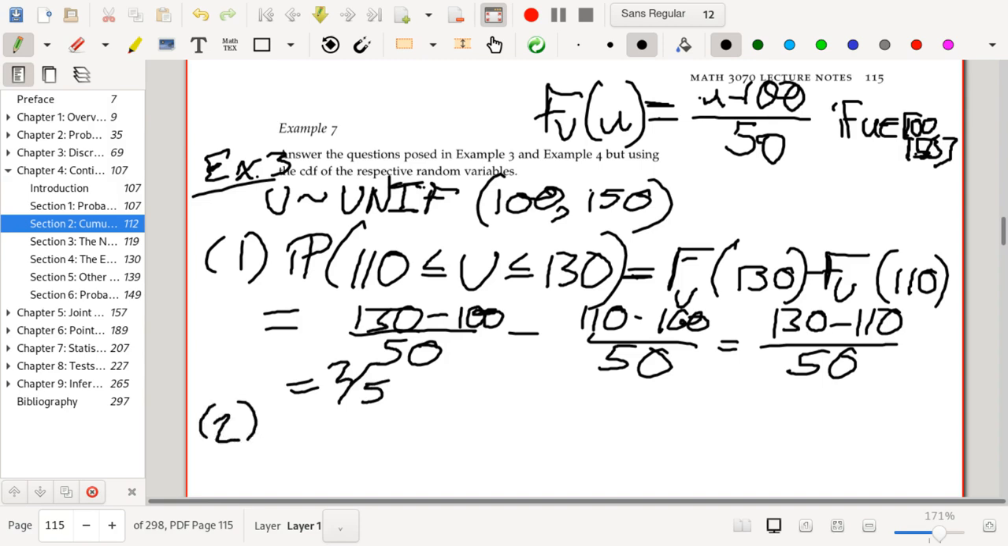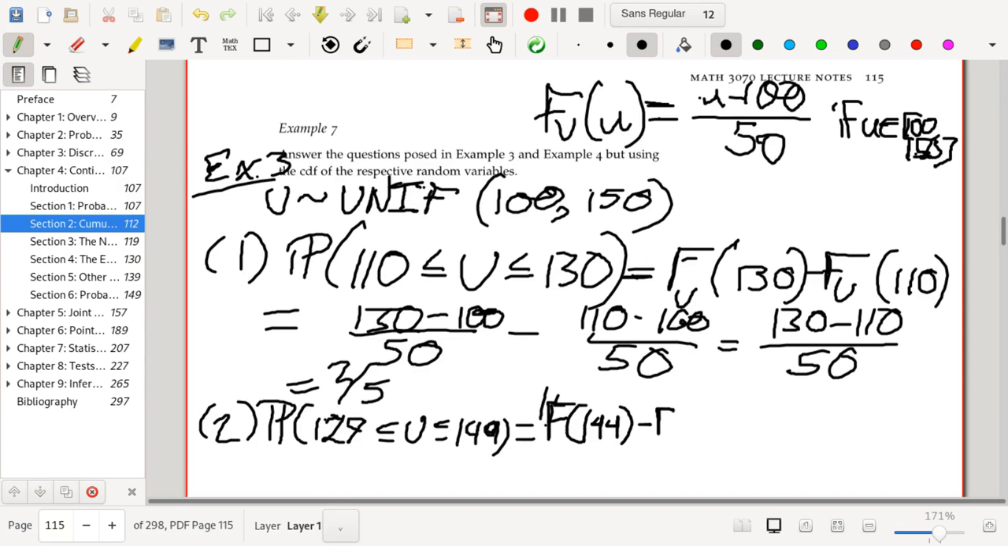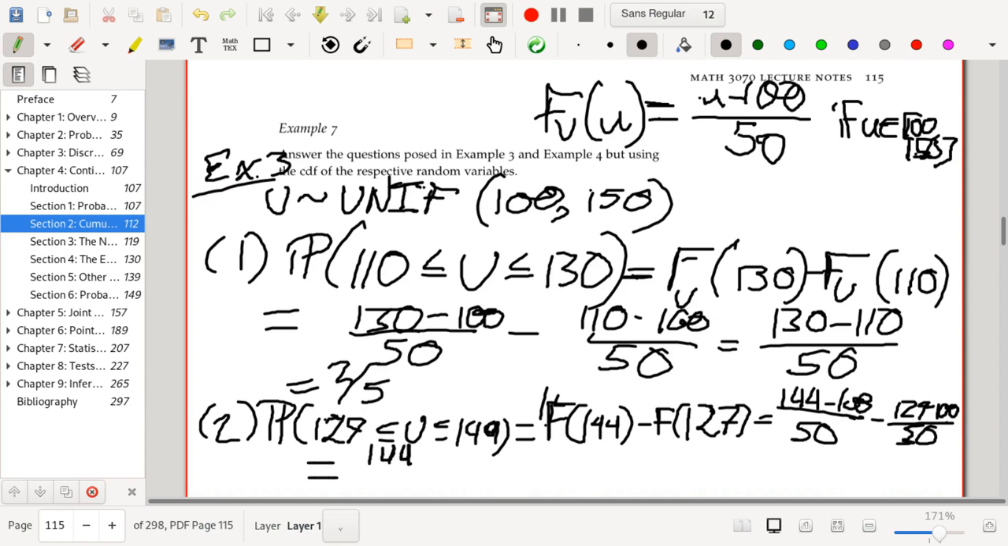Part two was to compute the probability that 127 is less than or equal to U, which is less than or equal to 144. Again, this is the CDF at 144 minus the CDF at 127, which is 144 minus 100 over 50 minus 127 minus 100 over 50, which is equal to 144 minus 127 over 50, which is 17 over 50. And we could just leave it as 17 over 50.